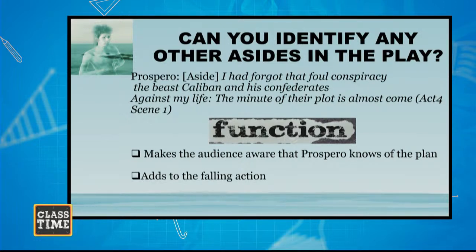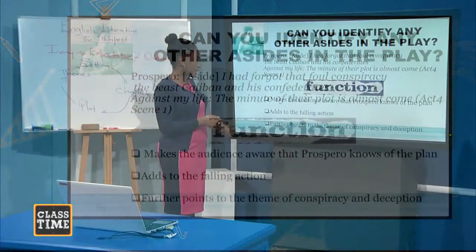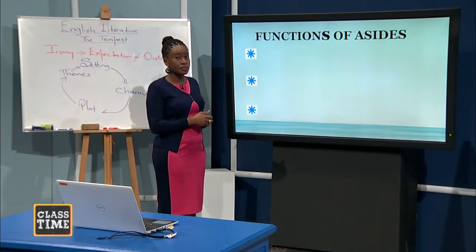And remember, the falling action is where we begin to see how the major conflicts are unraveling. We kind of get an idea of how they are going to be resolved. And it further points to the theme of conspiracy and deception. So just like Prospero is conspiring to take back his dukedom, Caliban is also conspiring to take Prospero's life. All right, so we have looked at the effectiveness of the aside right there.